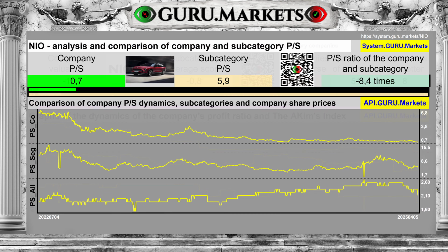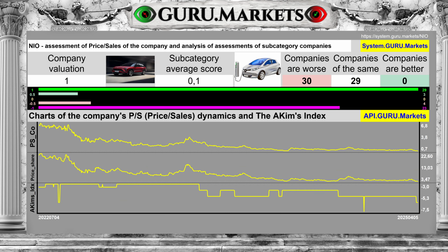The company's price-to-sales ratio is 0.7. The subcategory average is 5.9, which is 88% lower than the subcategory average. Assessment of the indicator of market value to its revenue in comparison with indicators in the subcategory, good, 1 point.